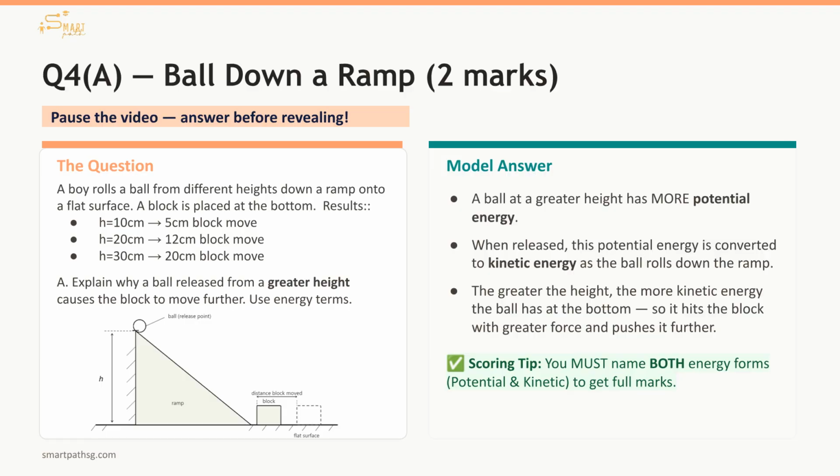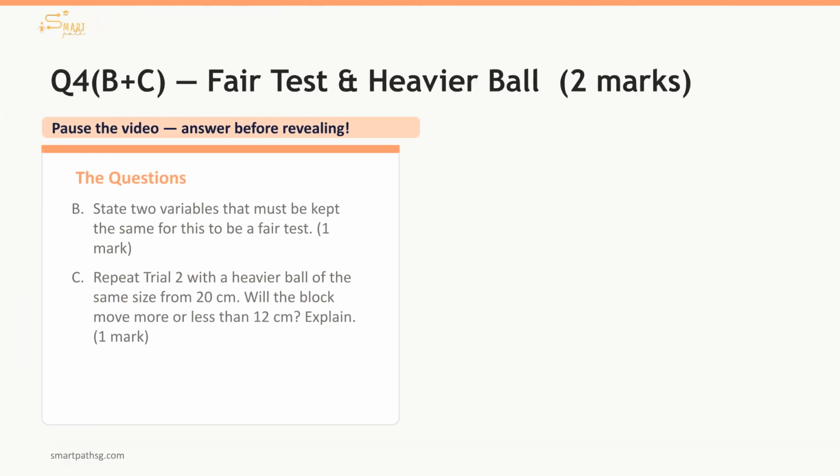This 2-mark answer must name 2 energy forms: potential energy at the top, kinetic energy at the bottom. Then link greater height to more force on the block. Remember to name both potential and kinetic energy to get full marks. Question 4. Parts B and C involve variables for a fair test and the effect of a heavier ball. Pause the video and answer yourself first.